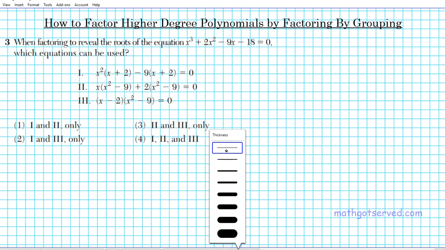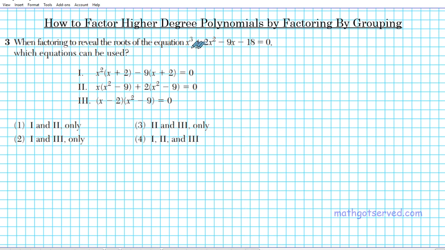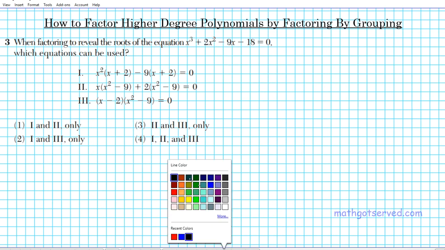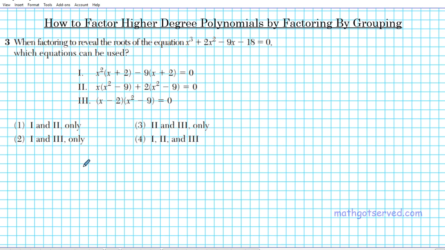So what we're going to do is proceed to factor this cubic with 4 terms in 2 different ways and see which one matches the options that we have here. We'll get started by factoring this cubic just the way it is first, and then we will interchange the middle terms and factor it out again and see what we get. So x to the third plus 2x squared minus 9x minus 18 equals 0.